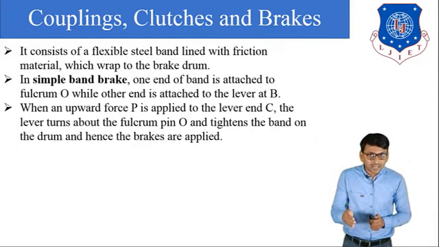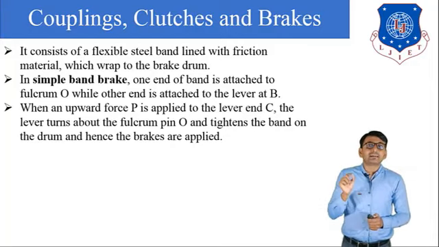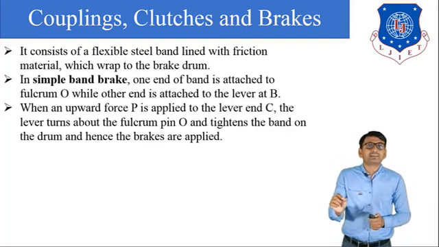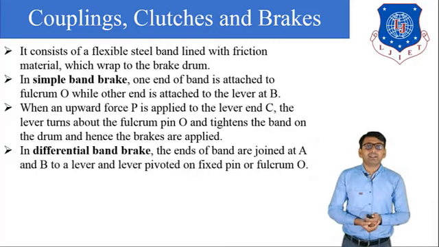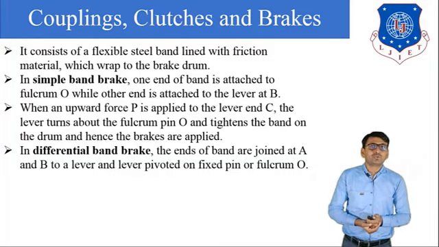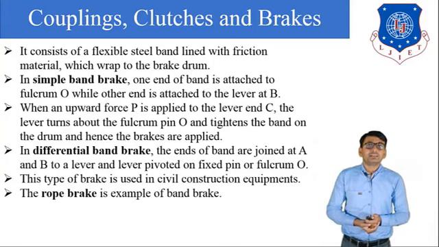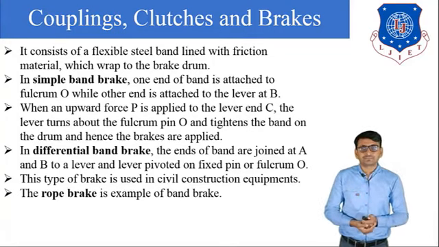So when the brake is applied, there is a force acting on the lever, then there is a connection between the band and the wheel, so the rotation of the wheel stops. In a differential band brake, the ends of the band are joined at points A and B to the lever. This type of brake is used in civil construction equipment. The rope brake is an example of a band brake.